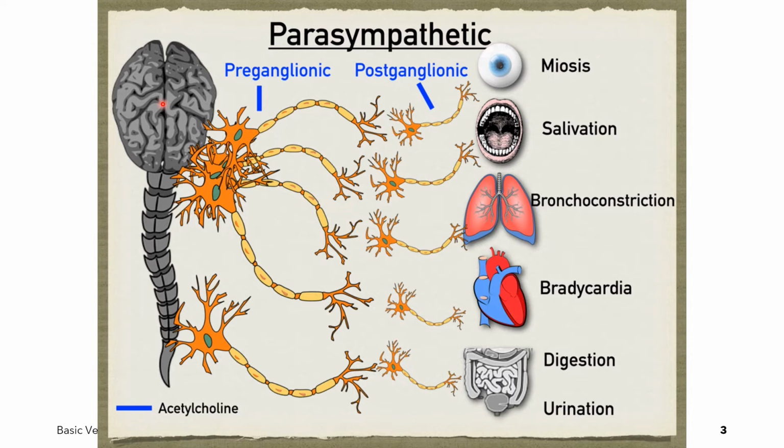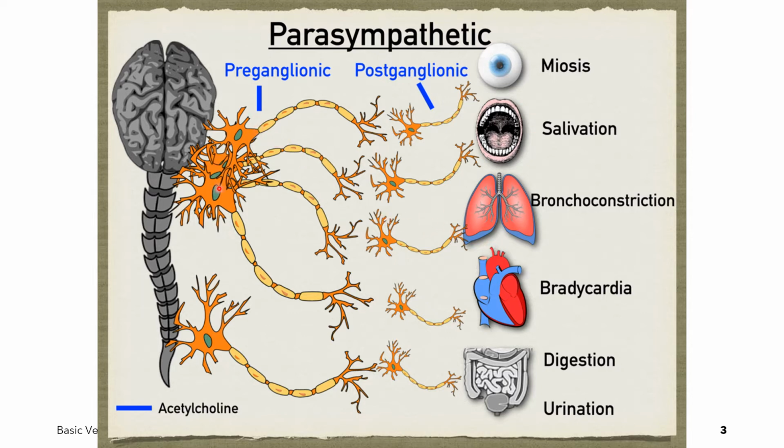So again, the neurons of the parasympathetic nervous system arise from the brainstem and the spinal cord. So that is why it is also known as the craniosacral outflow or the craniosacral system. It has two neurons, the preganglionic and the postganglionic neuron. And as you can see here, the preganglionic neuron is longer. It has a longer preganglionic neuron compared to the postganglionic neuron, so that the ganglia of the parasympathetic nervous system is near the effector organ.